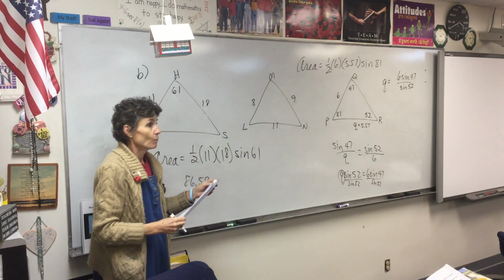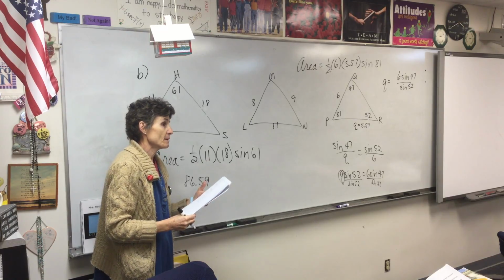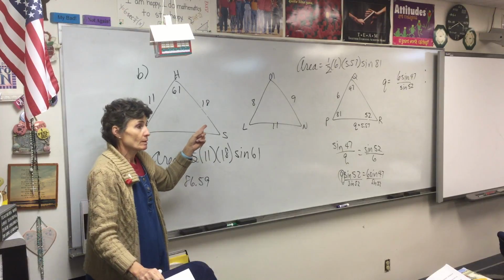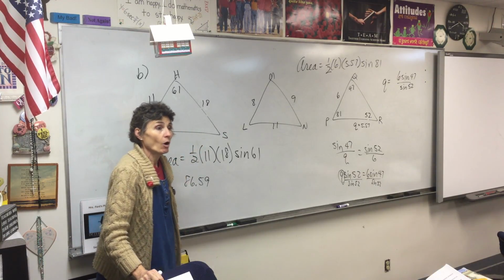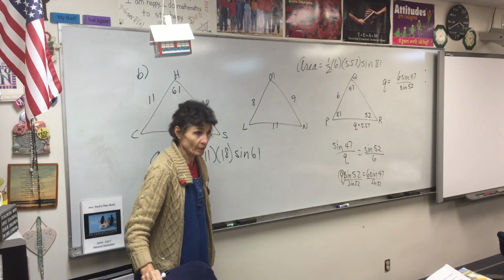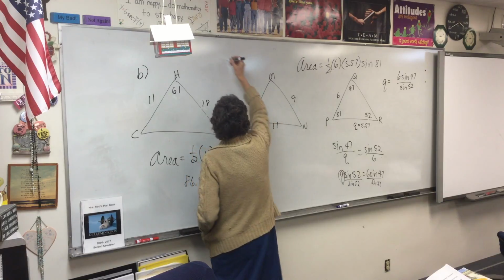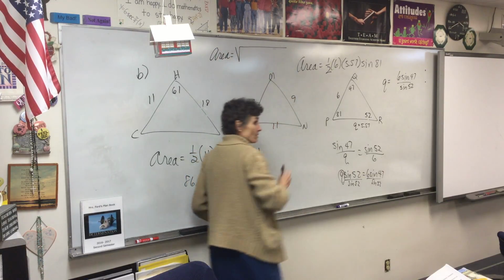Uh-oh. Bailey, did I make a mistake? Okay, what's going on here? I have all three sides, which is good. I like having all three sides. If I have all three sides, then I can find my area using Hero's formula.